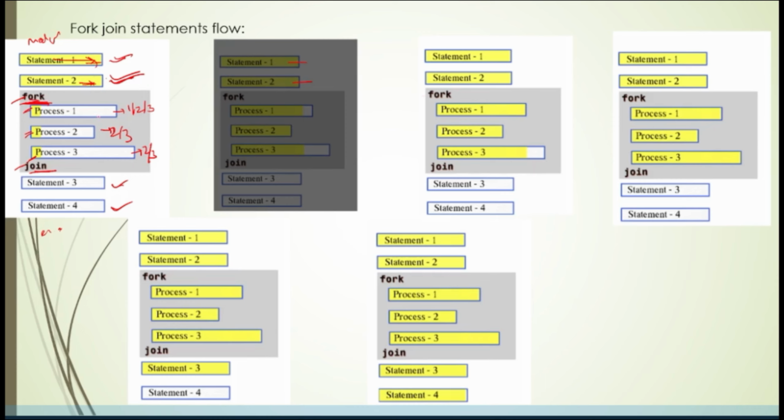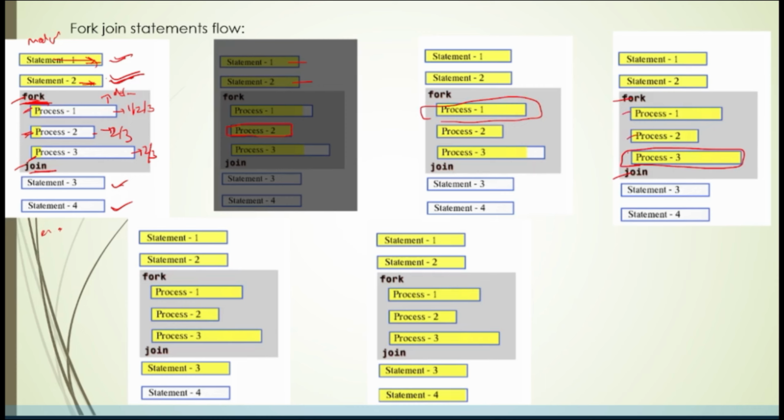Okay, so if you see, the length of this, for example, let us consider, is nothing but delay. First, process 2 is completed, and then process 1 is completed, and then process 3 is completed.